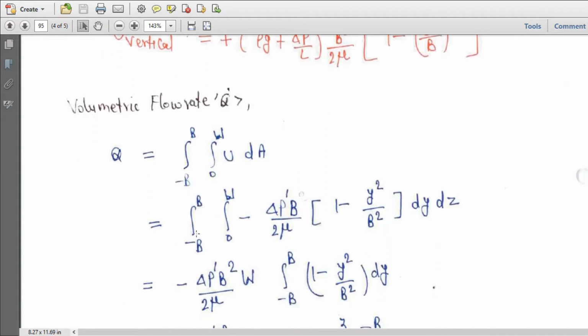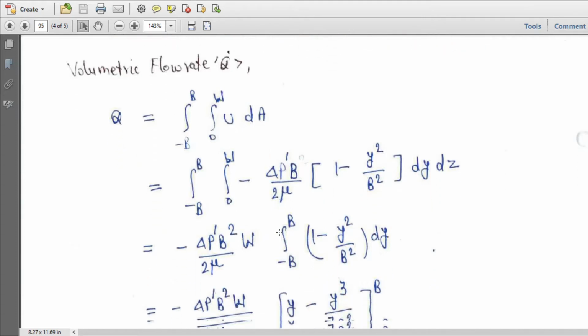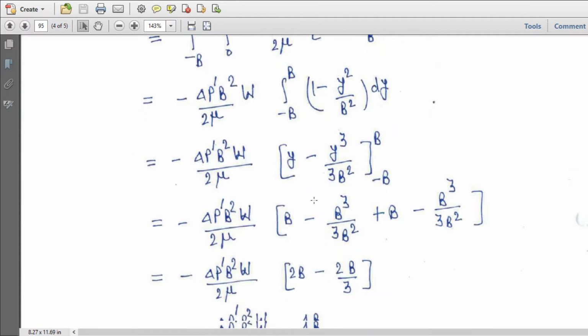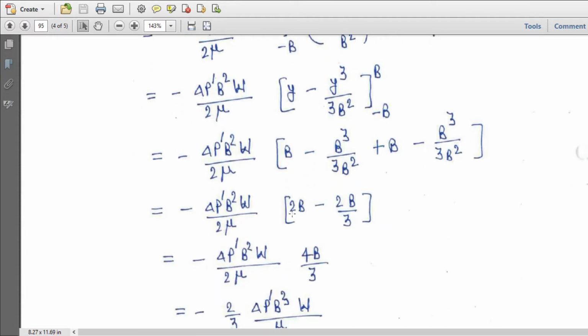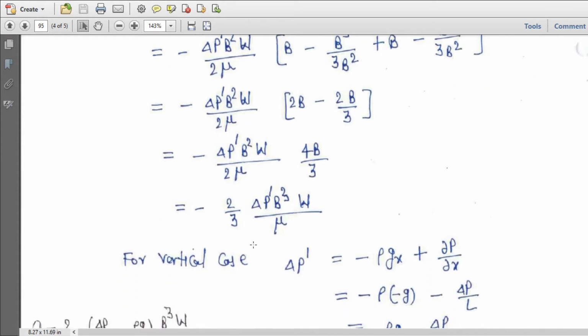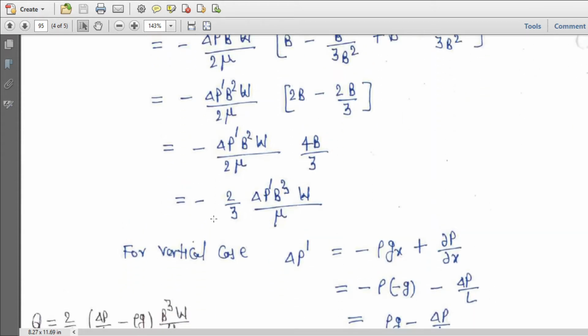Volumetric flow rate Q is V dot dA, so U dot dA, so we multiply U. dA is dy into dz, where y is changing from minus b to b and z is from 0 to W. So we integrate this and then substitute the limits. So we will end up with this equation for Q. The final equation for volumetric flow rate is minus 2 by 3 delta P dash b cube W upon mu.